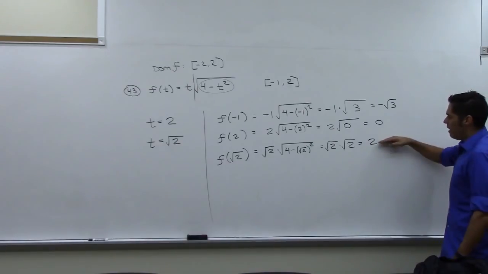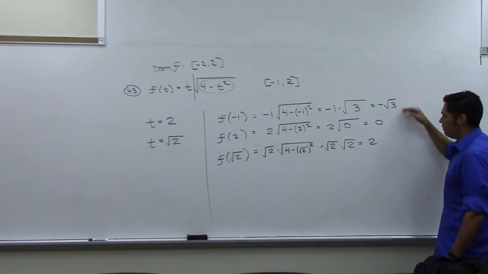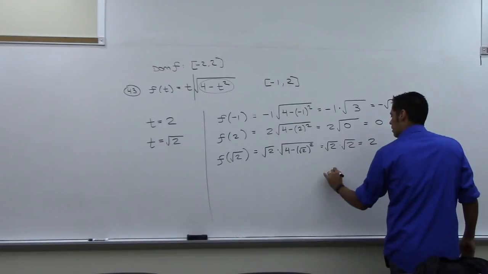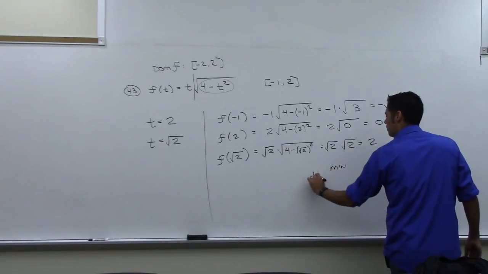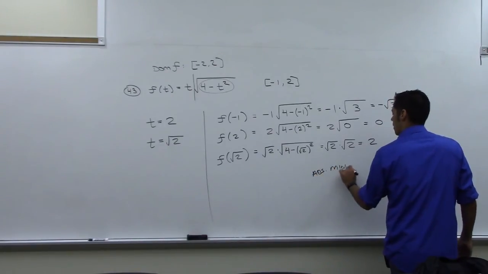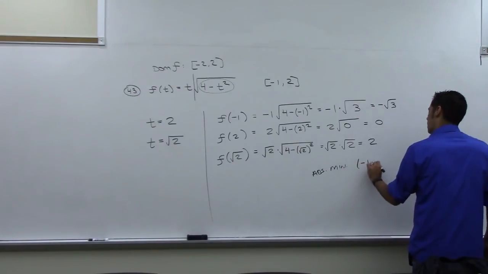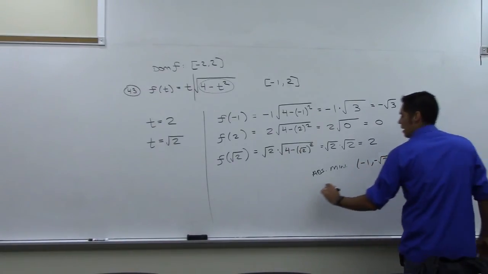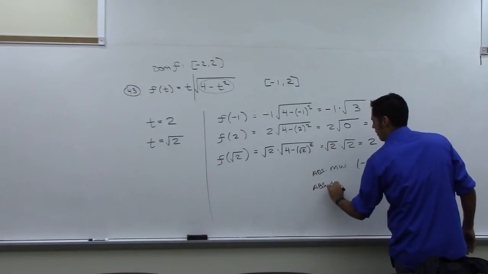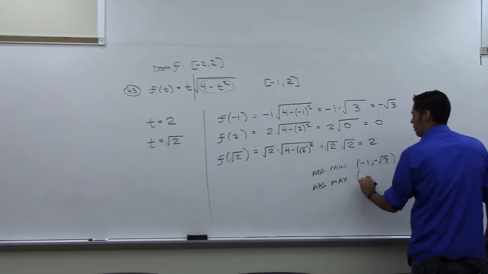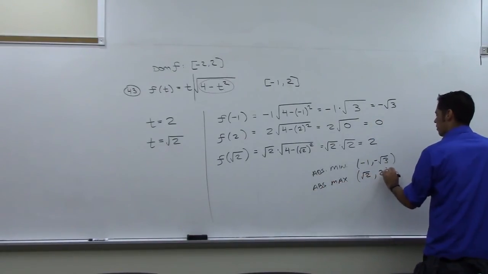The biggest number I have here is 2. The smallest I have is negative root 3. So we have an absolute minimum occurring at the point negative 1, negative root 3. And an absolute maximum occurring at the point root 2, 2.